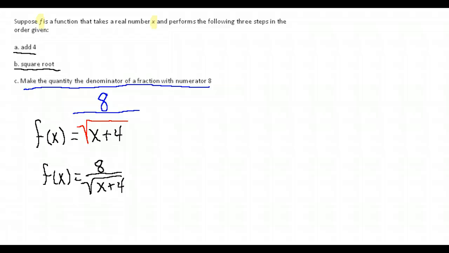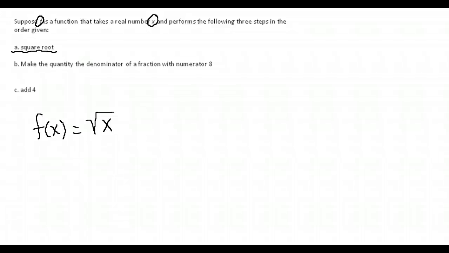We've done everything they asked us to do, and we did it in the order they asked us to do it. So let's try another one with a little different order to it. It's still the function f with our variable x. They just have a different order to these steps. So you'll see it looks a little different. So we start with our f of x is equal to. The first step on this one they want is to do the square root. So we do the square root of our variable x.